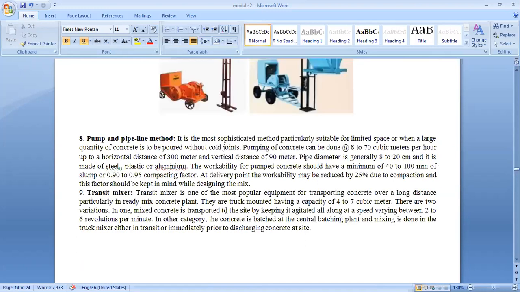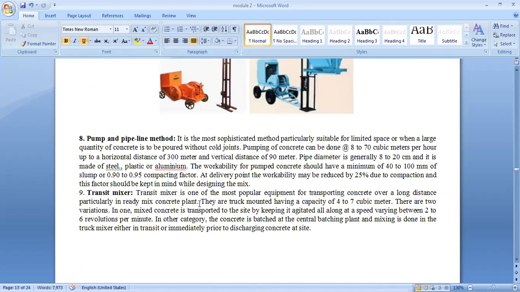Here, the transit mixer is one of the most popular pieces of equipment for transporting concrete over a long distance, particularly in ready-mix concrete plants. So they are used many times for ready-mix concrete. They are truck-mounted, having a capacity of 4 to 7 cubic meters.